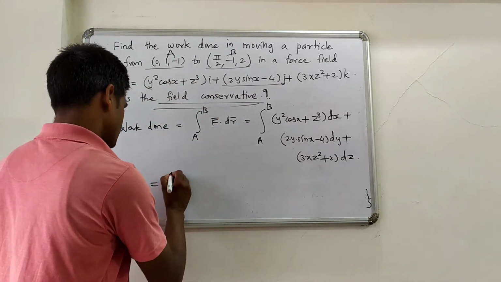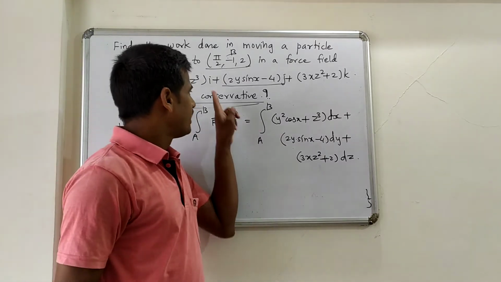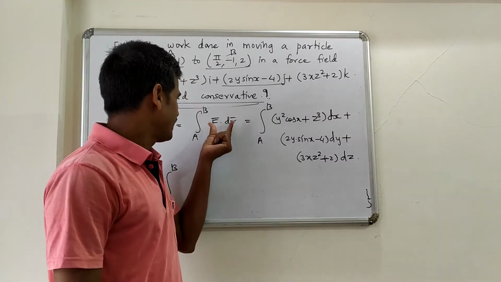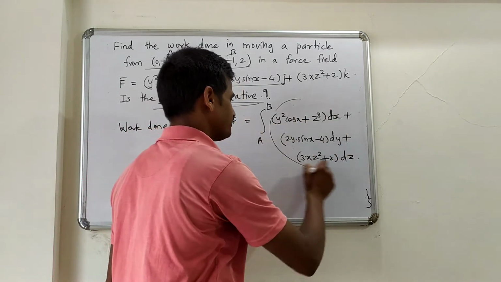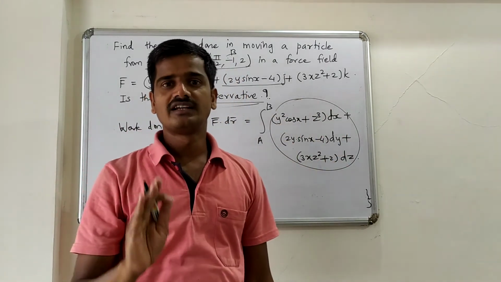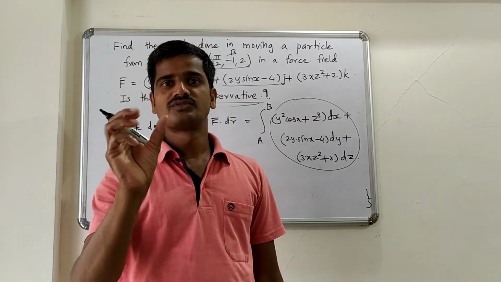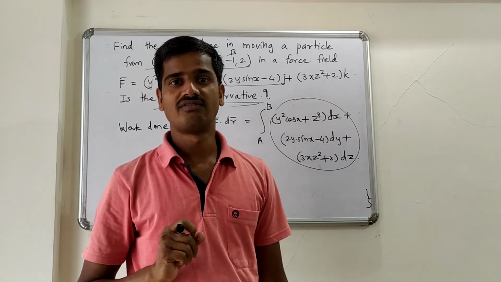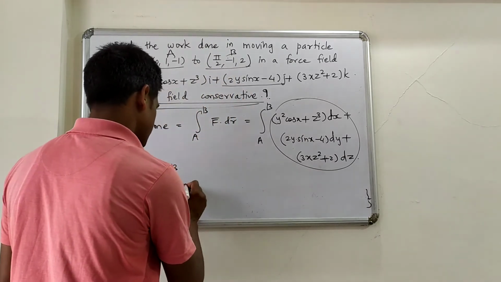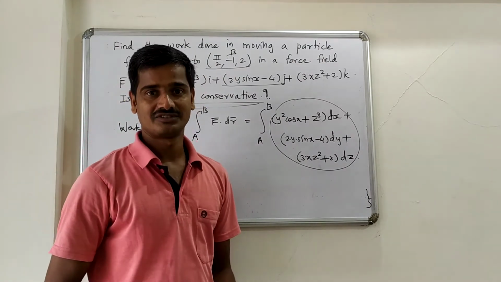So is equal to integral a to b. Since F bar is conservative, F bar dot dr bar, that is this entire expression, can be written as total derivative of some scalar point function, that is total derivative of some phi. Now see how I adjust the terms.